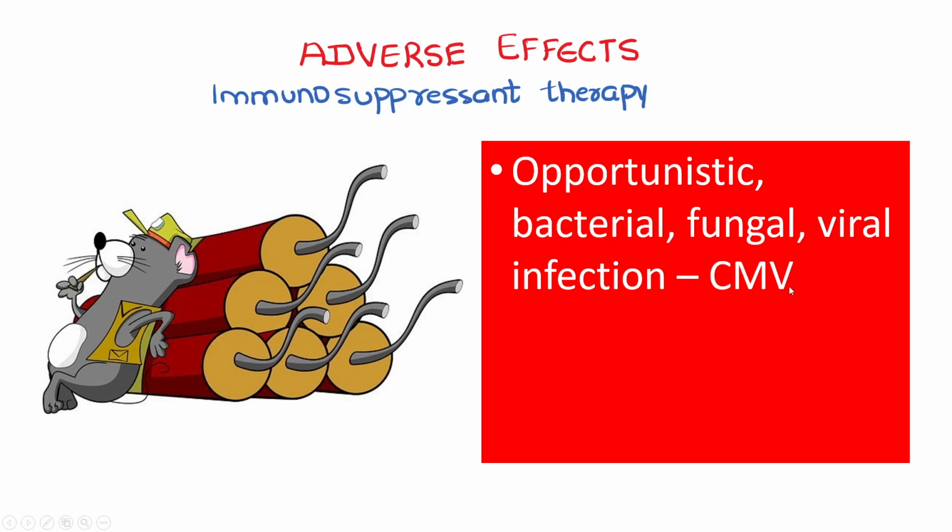So why will there be opportunistic infection or infection related to bacteria, fungi and viruses? Since there is a decrease or inhibition of both the cell mediated immune response as well as the B cell mediated immune response, the immune system will be very weak. In such circumstances, there will be increased risk of infections.